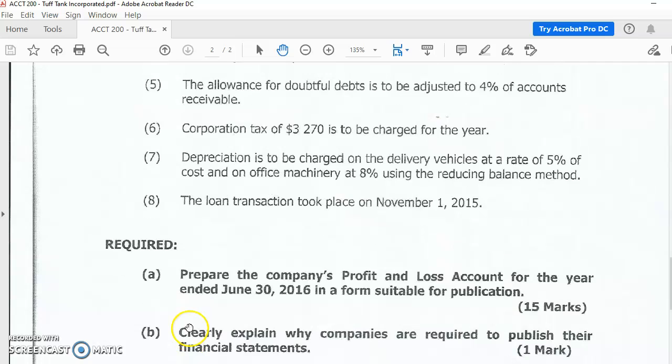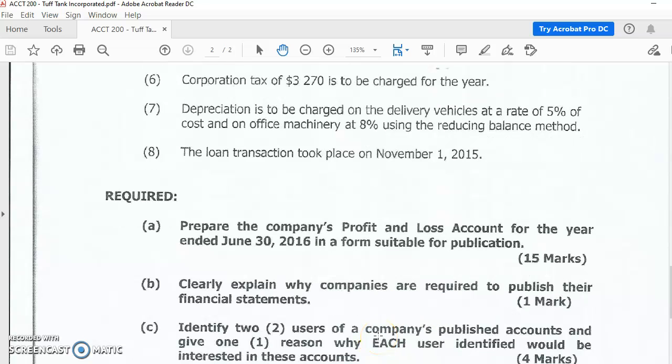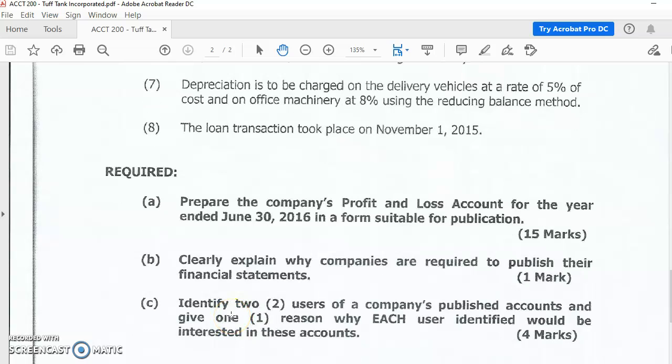So what are we required to do? We are required, A, to prepare the company's profit and loss account for the year ended 30th of June 2016 in a form suitable for publication. And B, clearly explain why companies are required to publish their financial statements. And C, identify 2 users of a company's published accounts and give 1 reason why each user identified would be interested in these accounts.